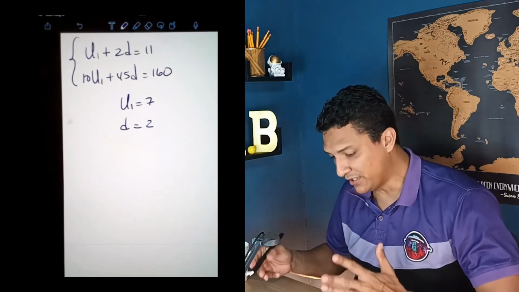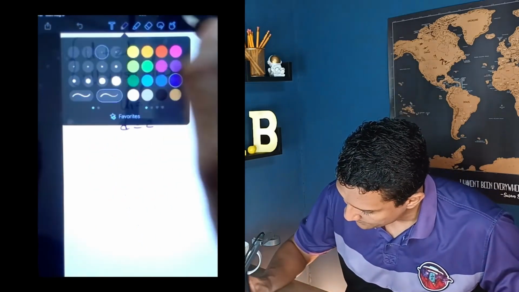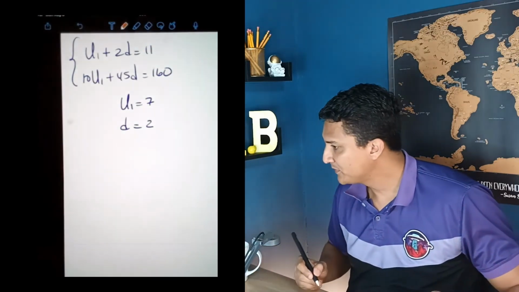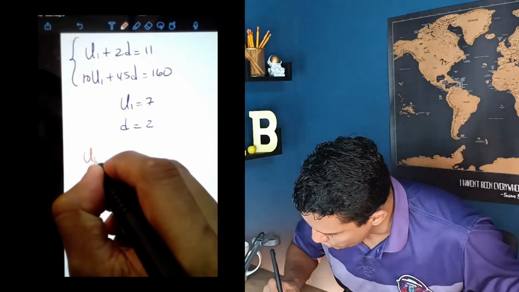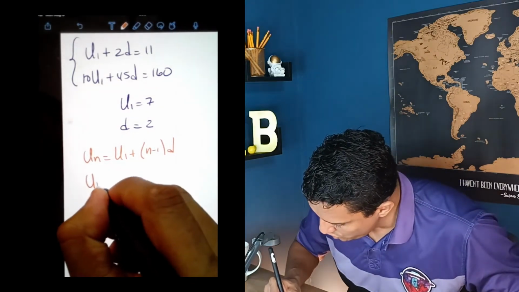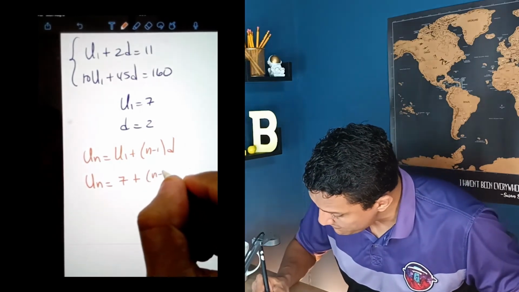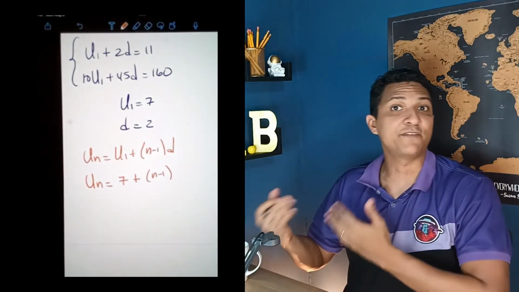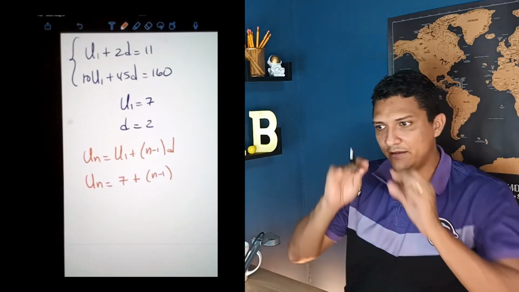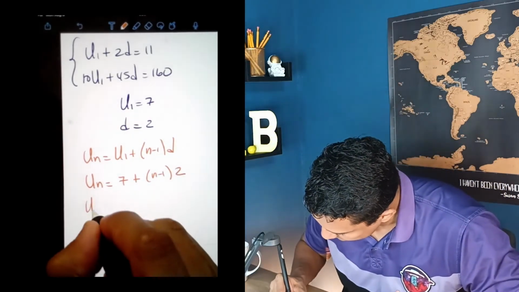Now I'm going to write the general expression for each term of the sequence. I'm going to change the color so it's not misinterpreted. So un equals u1 plus (n minus 1) times d. Un equals u1, which is 7, plus (n minus 1). Remember that the general expression is in terms of n, so I'm not going to replace n. I'm going to write everything, and at the end the expression is going to have n always there. The common difference is 2.